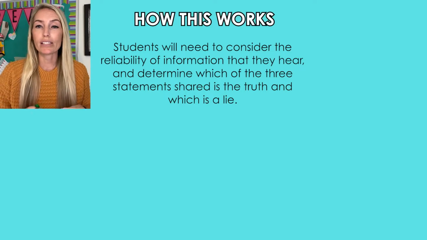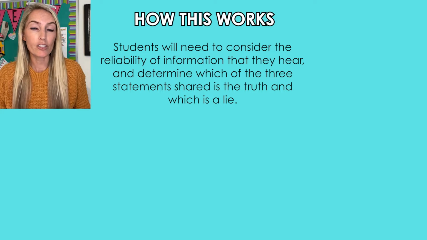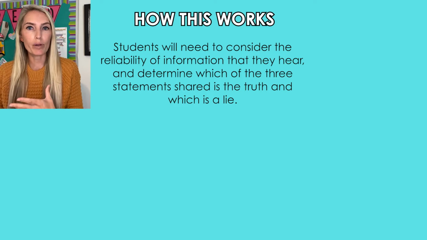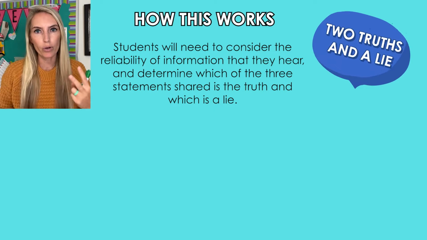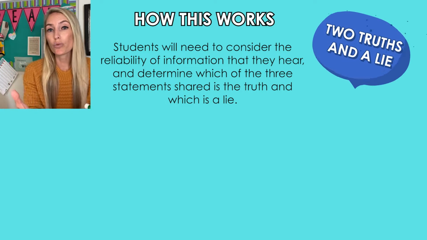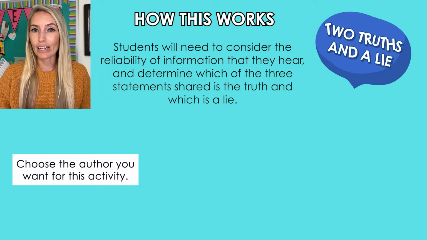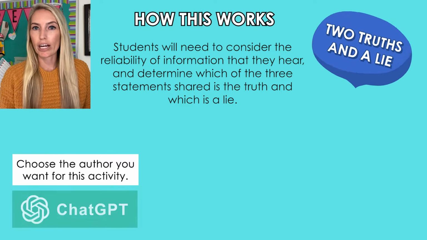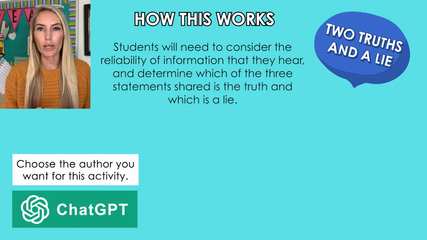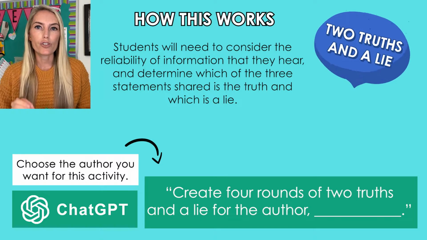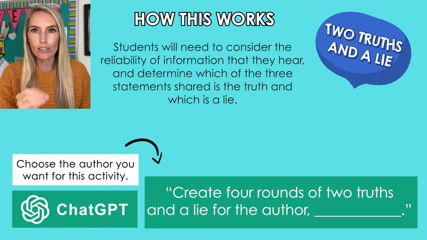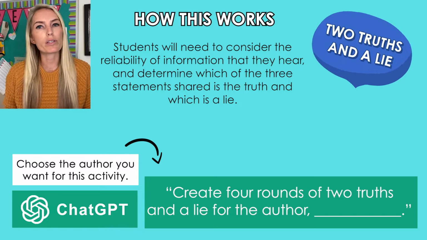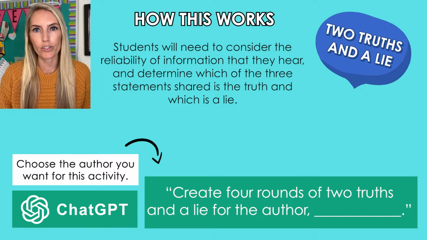So students will need to consider the reliability of information that they hear, and then they need to determine which of the 3 statements shared is a truth and which is a lie. So 2 are truths and 1 is a lie. First you want to choose the author that you want for this activity, and then you can use ChatGPT to type in the following: Create 4 rounds of 2 truths and a lie for the author blank. This serves as a great starting off point for you, and you can always adjust the statements to make them more interesting if you want to.